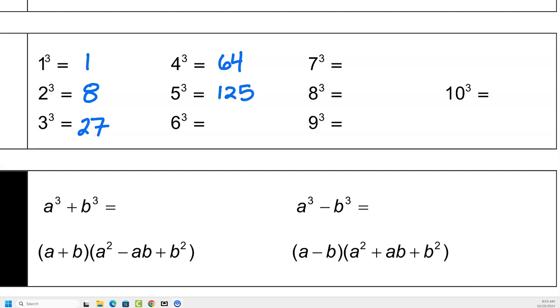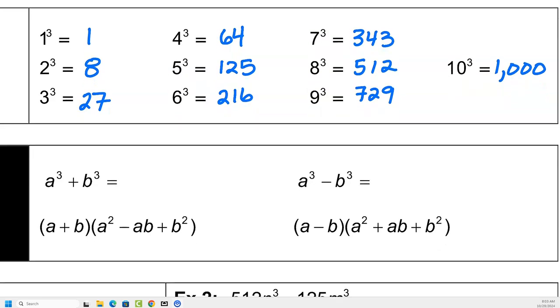And then 6 cubed is 216. So if I'd memorize up to those and then recognize that 7 cubed is 343, 8 cubed is 512, 9 cubed, 729, and then 10 cubed is 1,000. A 1 with 3 zeros.